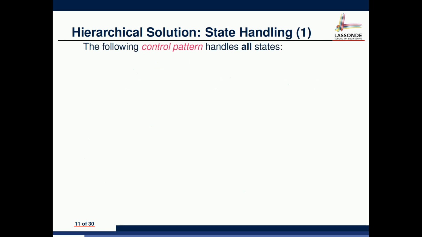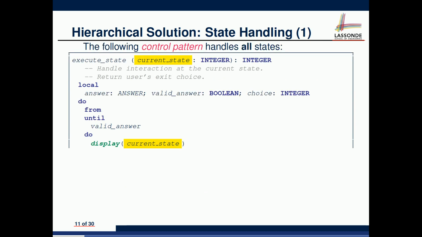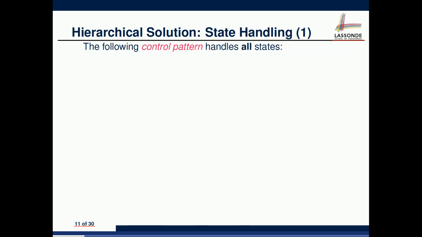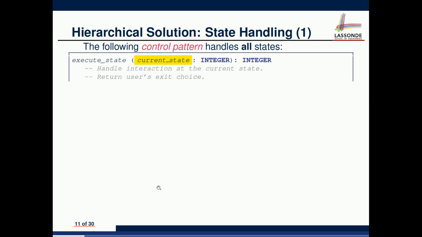And then what we will do is we're going to say executeState. How do we execute the states? As the input parameter for this function, you can see it is current state, which is an integer. Now let's have a local variable here, some answer, valid answer, etc. These might be changed if you want to program specifically for your system. They are just over there as a sketch.